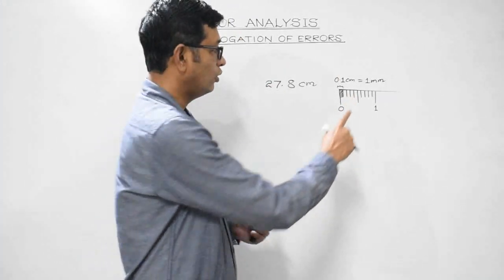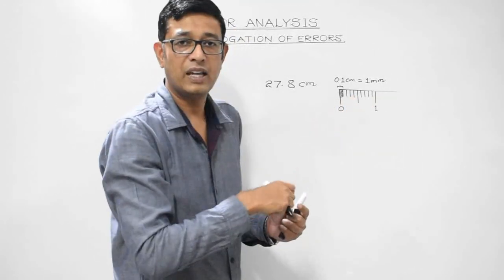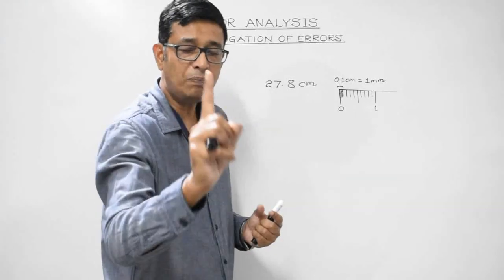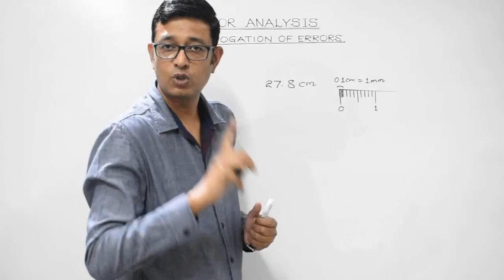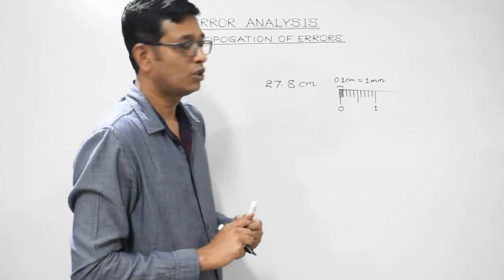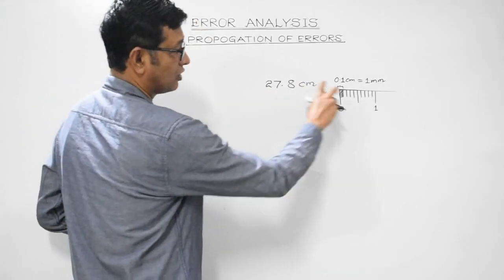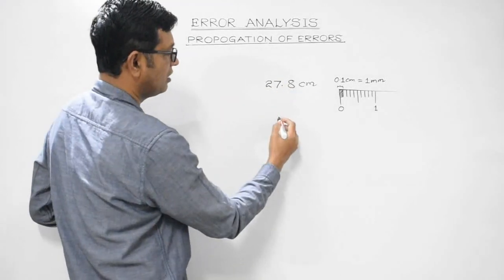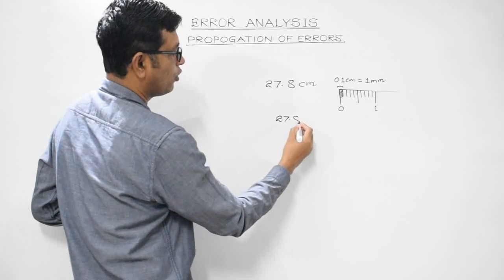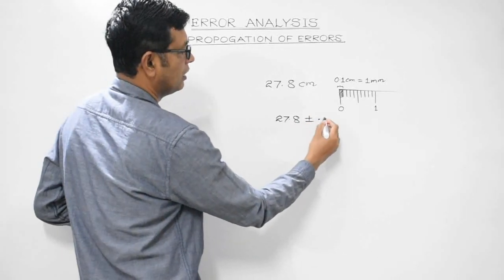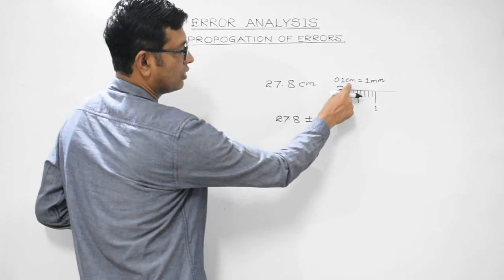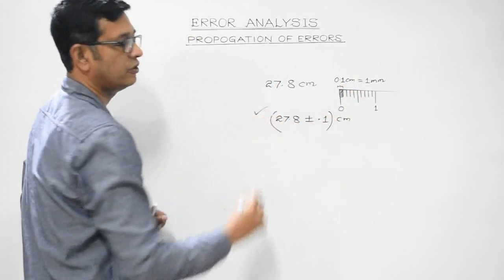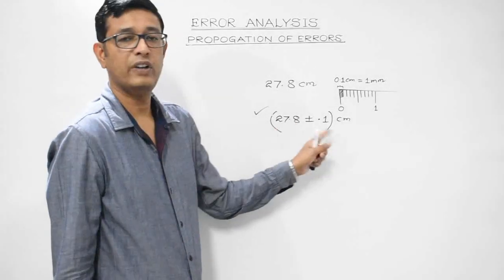Right? So this instrument can be helpful in measuring the length up to one place of decimal correctly. So considering this limitation of this particular instrument, this observed value is to be written like this: 27.8 plus minus 0.1. This is in centimeter, so it needs to be taken in centimeter. This is the correct way of writing the observed value.